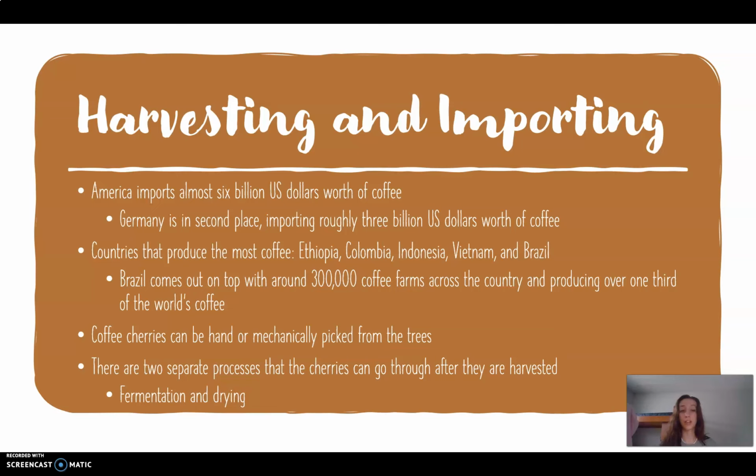Brazil definitely comes out on top with around 300,000 coffee farms across the country, and it produces over 1/3 of the world's coffee. Brazil also produces roughly 50 million 60-kilogram bags of coffee in a single year, and no other country even comes close to that. So the harvesting aspect of it, coffee cherries can be handpicked or picked by machines.